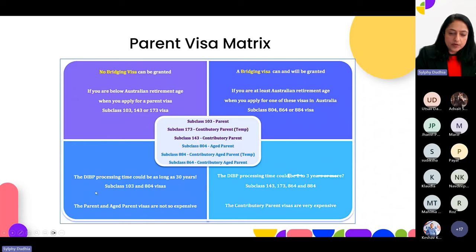The processing time of 103 and 804 is 30 plus years, and these visas are not very expensive. However, for the 143, 173, 864, and 884, which are contributory parent visas, the processing time is 12 years, and they are pretty expensive compared to the normal aged parent visa and parent visa.